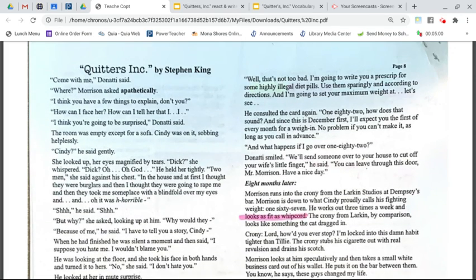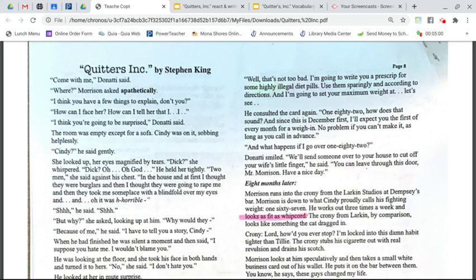Well, that's not too bad. I'm going to write up a prescription for you for some highly illegal diet pills. Use them sparingly and according to directions. And I'm going to set your maximum weight at, let's see. He consulted the card again. 182. How does that sound? And since this is December 1st, I'll expect you the first of every month for a weigh-in. No problem if you can't make it as long as you call in advance. And what happens if I go over 182? Donati smiled. Well, we'll send someone over to your house to cut off your wife's little finger, he said. You can leave through this door, Mr. Morrison. Have a nice day.